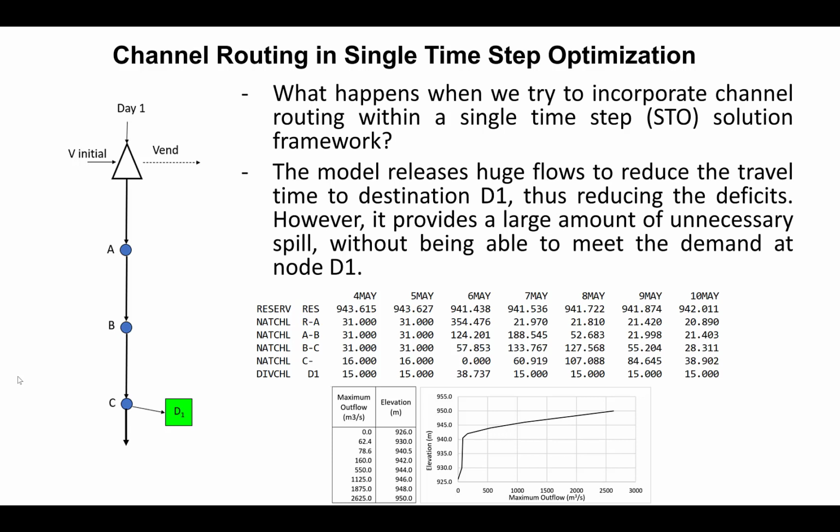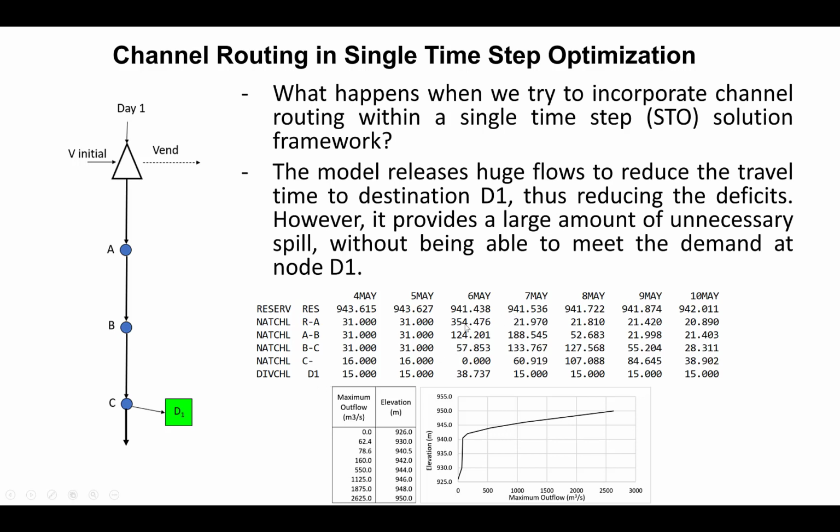The single time step solution mode with routing is not going to deliver a sensible solution here, because if you look at the solution in this particular matrix, we see that 16 cubic meters per second was maintained at the most downstream channel C on the 4th of May, then on the 5th of May, but on the 6th of May all of this water was diverted. Since the diversion to D1 has a higher priority, there was a large release from the reservoir of 354 cubic meters per second, and yet very little of it reached the downstream demand at D1.